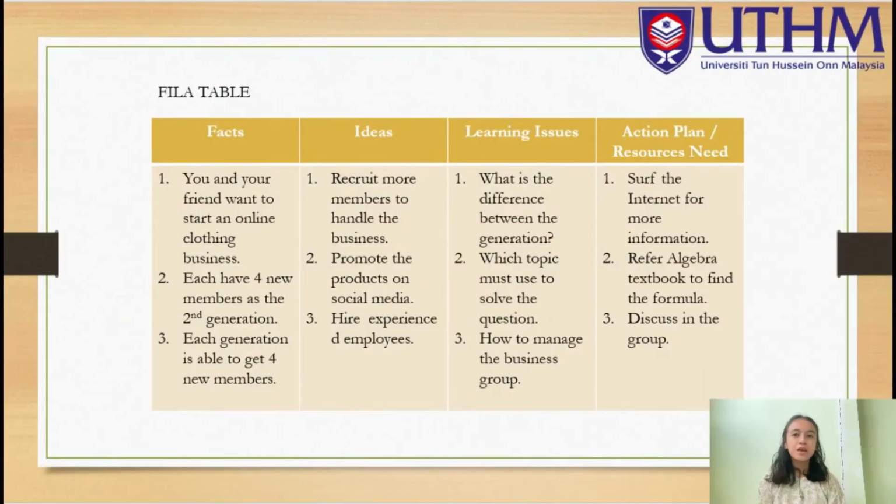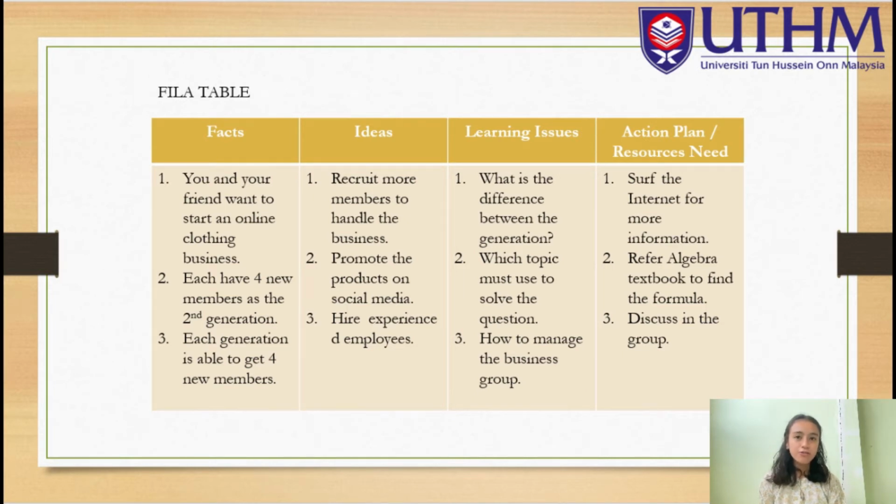AA200991. Today I'm going to show you the filler table for question 1, which states: due to COVID-19, you and your friend want to start an online clothing business. Both of you have 4 new members each as downline, or as the second generation. Assume that each generation is able to get 4 new members.